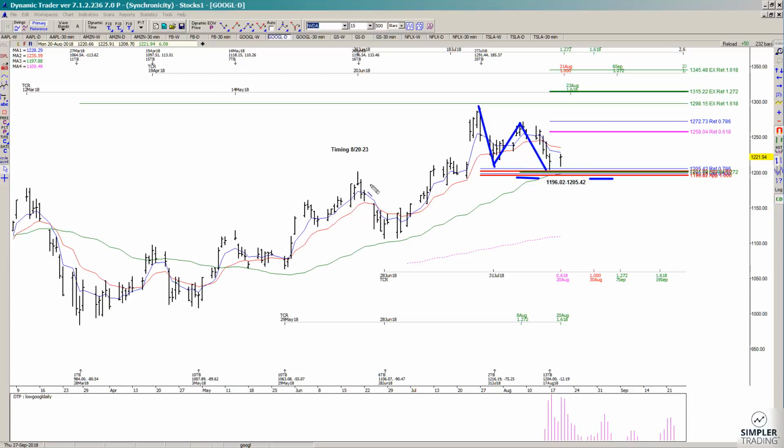It includes multiple symmetrical projections plus a 786 retracement of one swing, 1272 of another. Anyway, we have a nice cluster of price support.